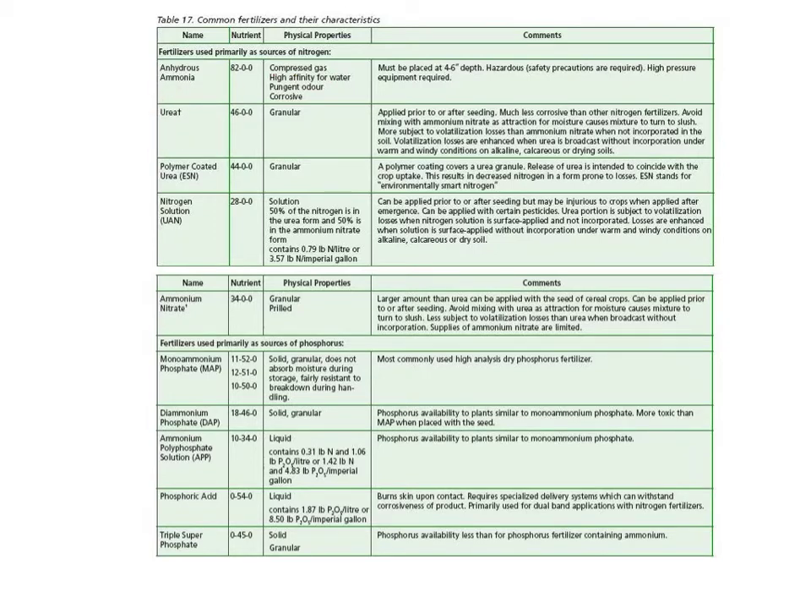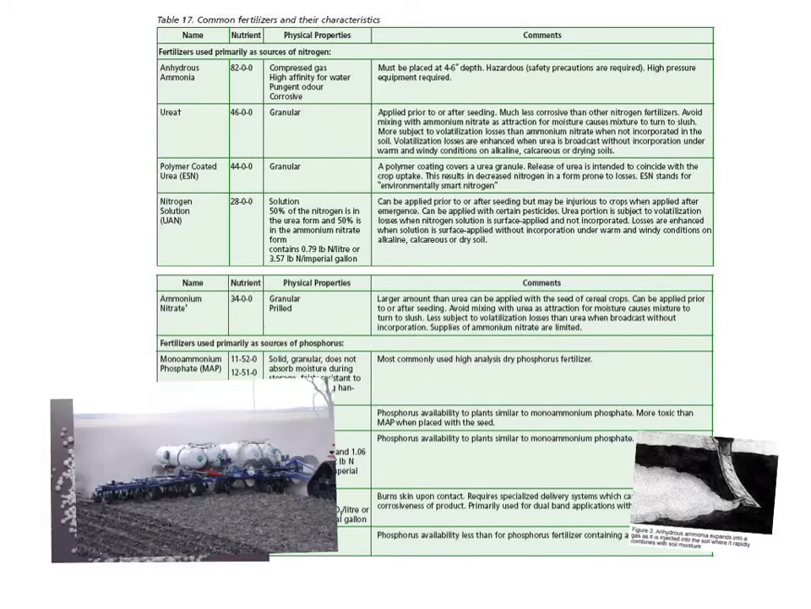Urea is probably the second most popular form of nitrogen. It's a high form of nitrogen. See this 46-0-0? That means 46% of that material is nitrogen. Urea is a granule, so it's a little prill, or a little, if you're familiar with the candy Nerds, let me get a picture of that real quick.